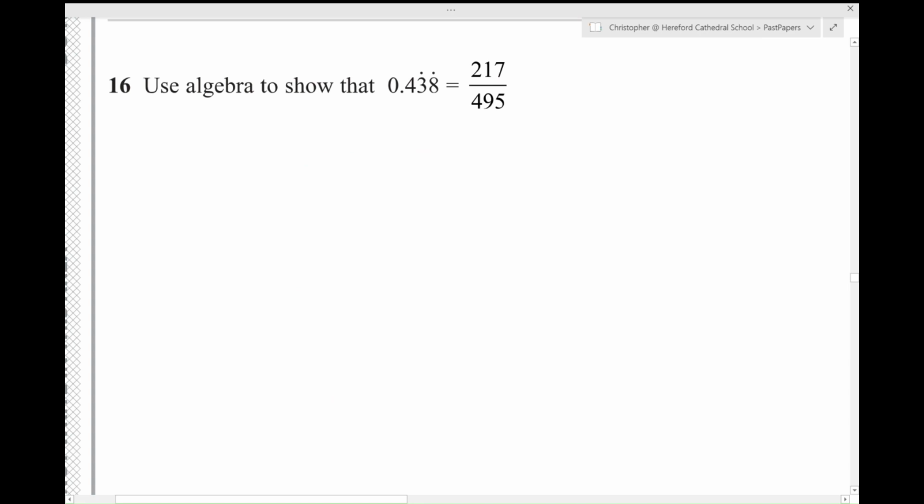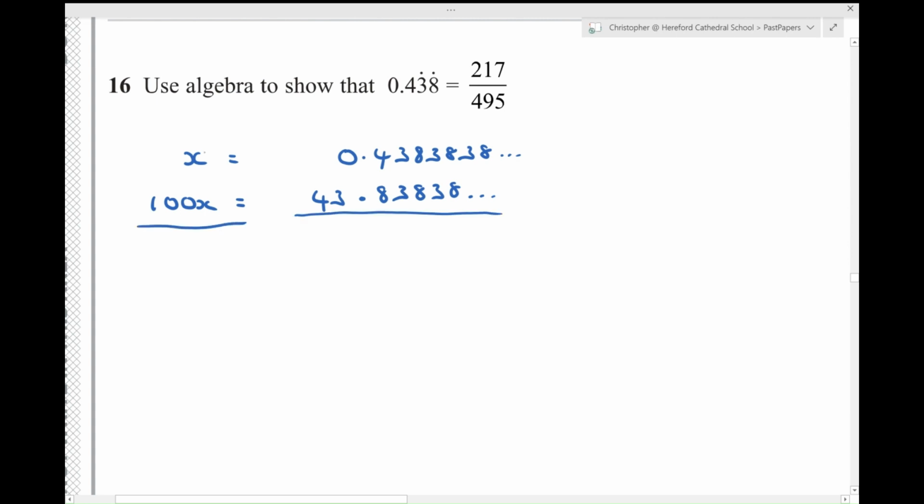Question 16. I'm going to say that x is, I'm going to leave a bit of a gap here because I know in a moment I'm going to be multiplying x by something. There we go. That's x. Now, if I multiply x by 100, here's my decimal point, 43 is going to appear here. Then I'm going to have 8, 3, 8, 3, 8, and you can see that my 8s and 3s are lined up. So now I can do the bottom line minus the top line.